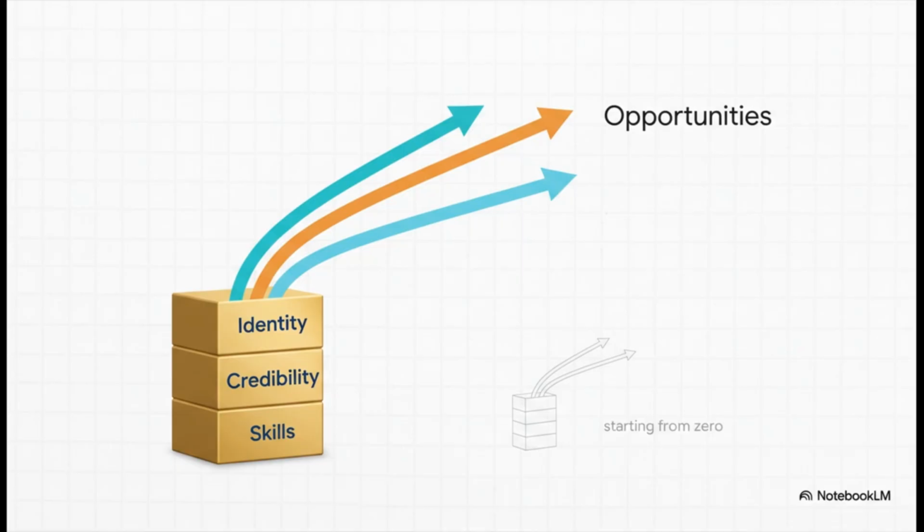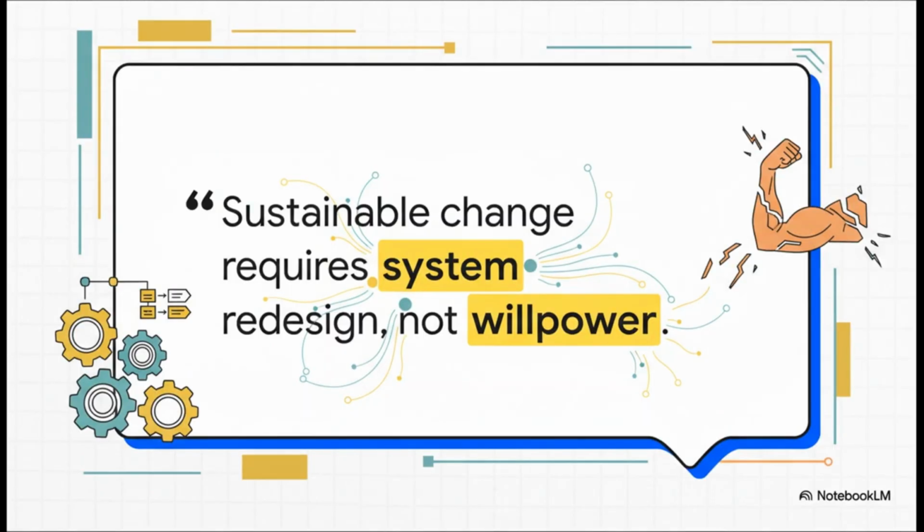And that brings us to the governing principle of the entire design, which is really the key takeaway from this briefing. Sustainable change requires system redesign, not willpower. Ultimately, this playbook approaches professional transition not as a test of motivation, but as an engineering problem that can be solved with the right architecture.